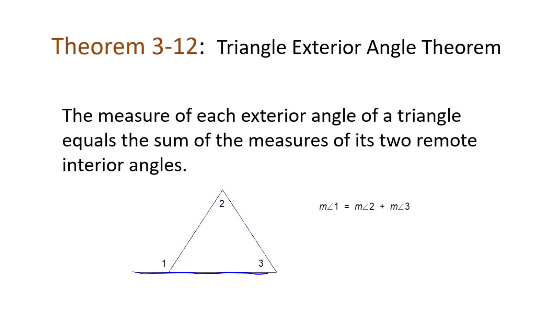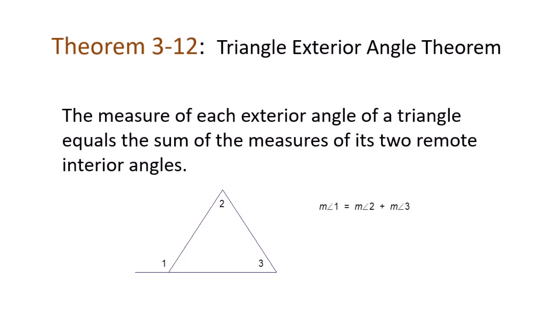Okay, so we have an exterior angle here. Remember, that's where we extend one of the sides and we create an angle between that extension and another side, and so that's an exterior angle, right? And then the remote angles are the non-adjacent angles to that exterior angle. So we have one adjacent angle here, and then these are the remote angles. So what the triangle exterior angle theorem says is that the exterior angle equals the sum of the remote angles. So if I add up these two angles, I'll get this angle.